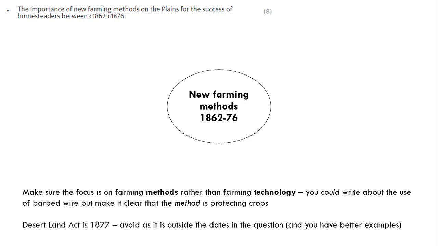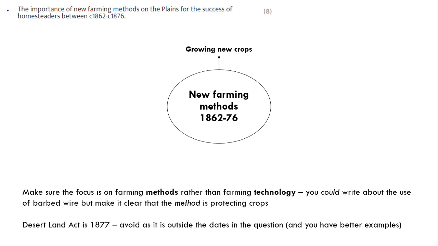In addition, the Desert Land Act, which you could link to irrigation, is in 1877. It is outside the dates in the question, but it does say c 1862 to c 1876, which means circa. So if you were desperate, you could use it because it's just outside and it's roughly within, but you have better examples. I think there are 4 reasons for importance you could write about.